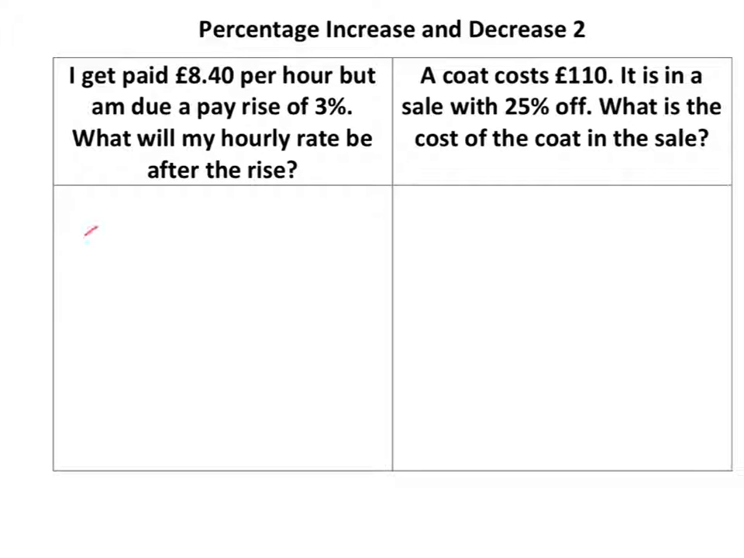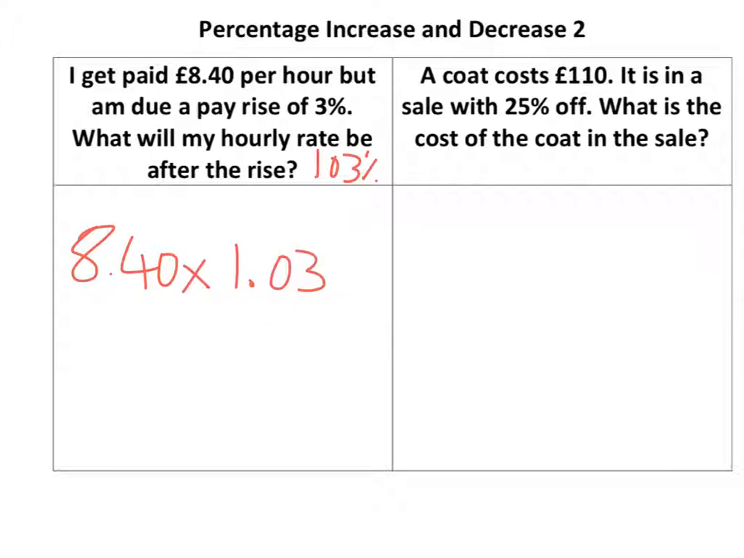Okay, so I take my original amount, which is £8.40, and I need to convert. A pay rise means it's going to be an increase, so it's going to be 3% added onto 100%, which is 103%. So if I write 103% of the original, that helps me a little bit to write down that it's 1.03 as a decimal.